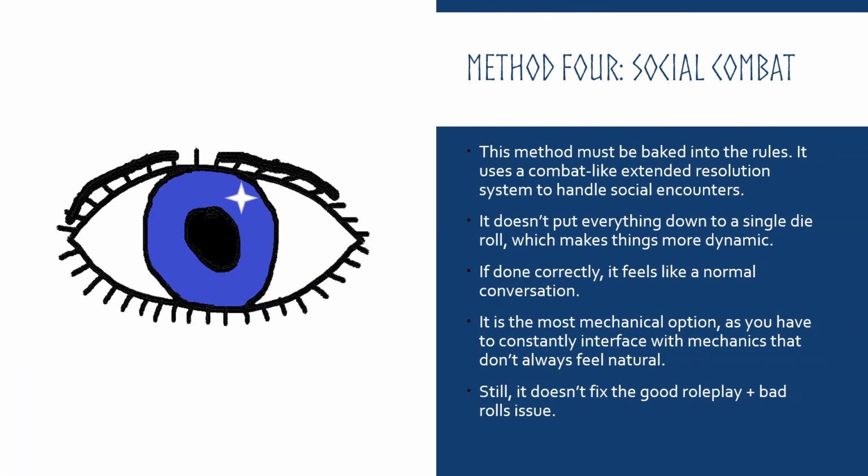The final option is what's often referred to as social combat, and this is where some sort of extended resolution system that is usually similar if not the same as the combat rules is used to decide the outcome of social encounters. Although early incarnations of this date all the way back to Lace and Steel in the 1980s, it's something that became very popular in the early 2000s in the indie scene, and that started to be picked up by mainstream RPGs in the 2010s.